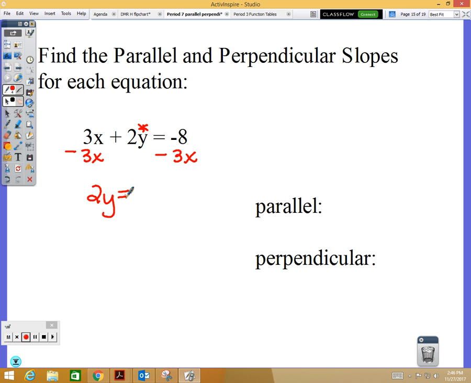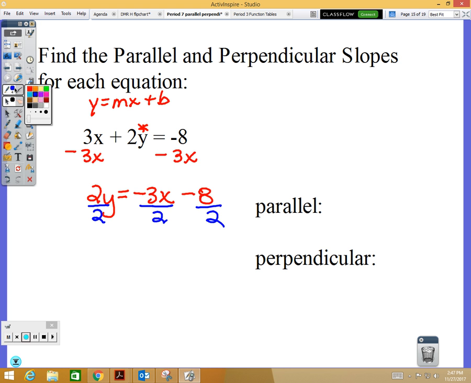Now, I could write negative 8 minus 3x, but when I'm writing slope-intercept form, y equals mx plus b, I want my x closest to the equal sign. So I'm going to write negative 3x minus 8. And now divide everything by 2. Both of the terms over here get divided by 2. And the y-intercept part is not even that important on these.